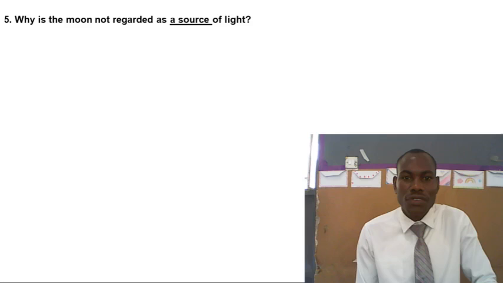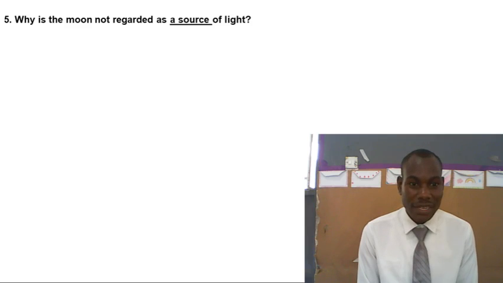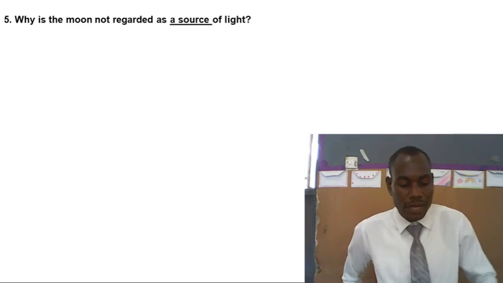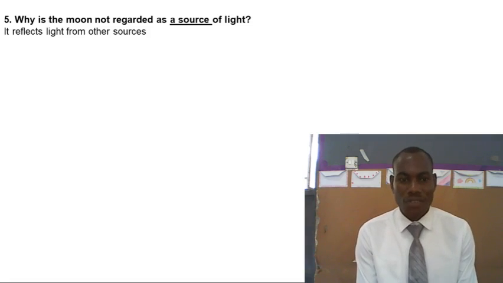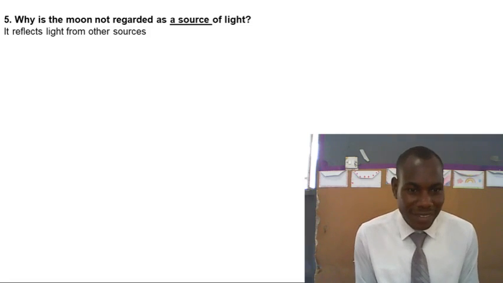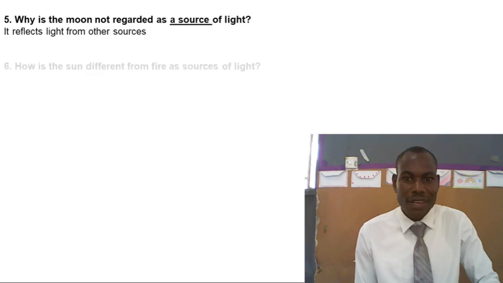Our next question is question number 5. Why is the moon not regarded as a source of light? Do you all see the moon at night? During darkness, you see the moon in the sky, but it's not a source of light. The reason is that the moon reflects light from other sources. Or you can say that the moon does not produce its own light, but it reflects light from other sources.